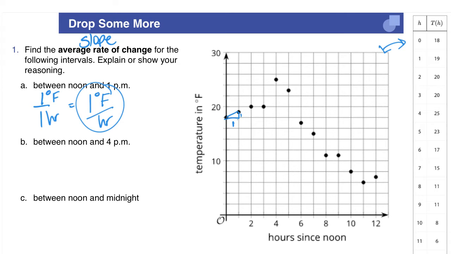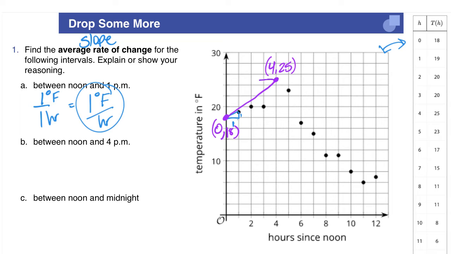In B, we're looking at the average rate of change between noon, which is again right here, and then 4 p.m., which is this point right here. And I'm just going to draw a line connecting those. We are finding the slope between those 2 points. The rest of these points in between don't matter. One thing I didn't do earlier that I should do is I should put the coordinates for each point right there. It's going to make things easier.